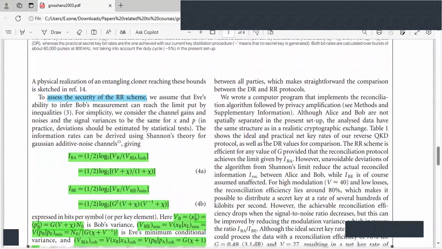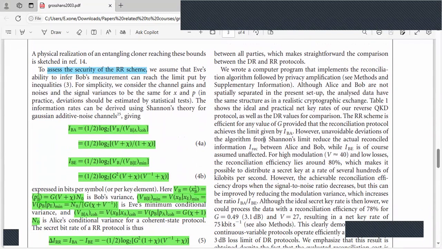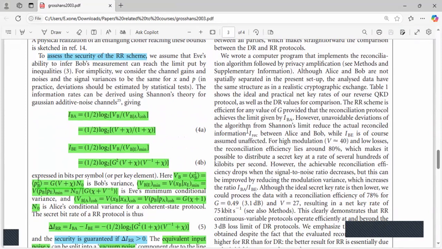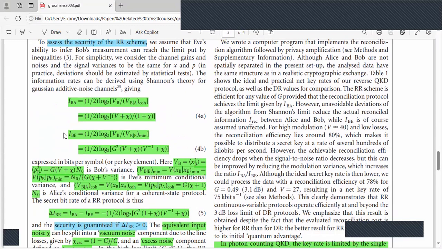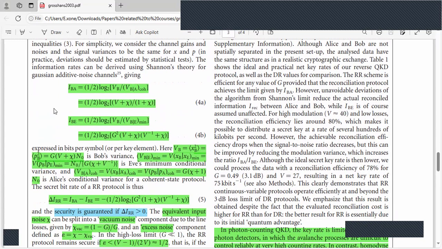So in order to estimate the secret key rate, we have to make use of Shannon's theory for Gaussian additive noise channels. First we have to calculate the mutual information between Alice and Bob, and this is given by the variance of Bob over the variance of Bob conditioned on Alice, and we can calculate it easily as we have calculated all these quantities before.